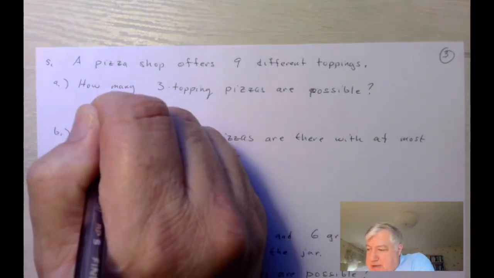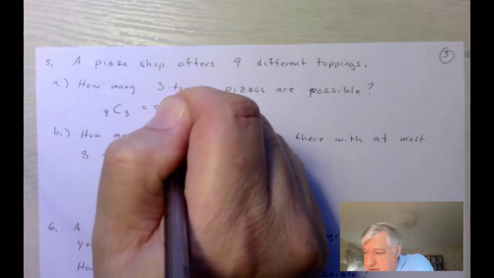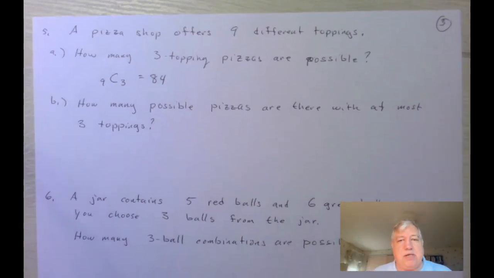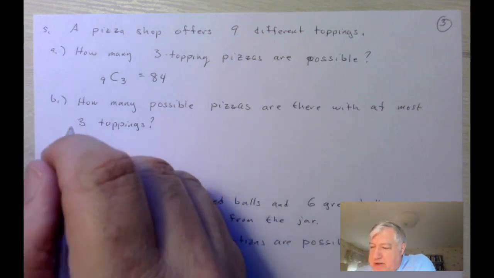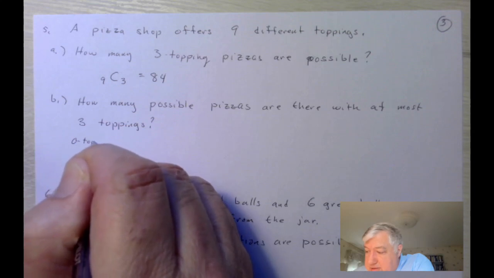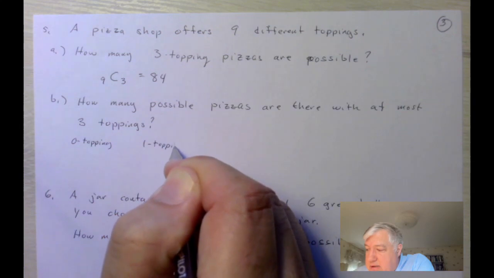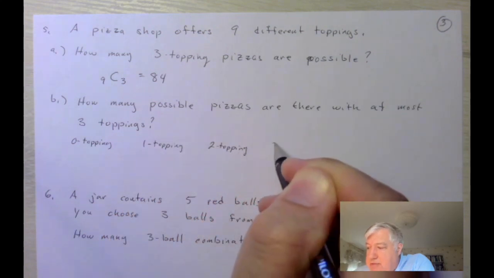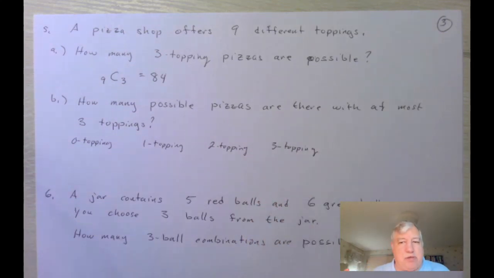So the answer would be 9C3, right? Okay, and that turns out to be 84. Now, how many possible pizzas are there with at most 3 toppings? Well, we want to first find the number of 0-topping pizzas, 1-topping pizzas, 2-topping pizzas, and 3-topping pizzas. And then we're going to add all these numbers together.